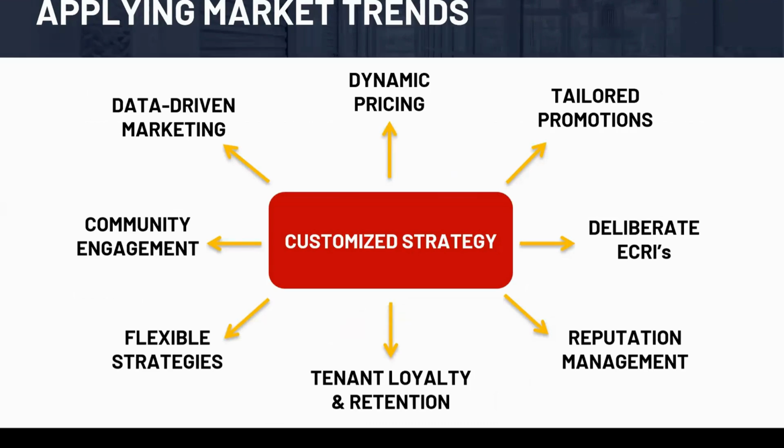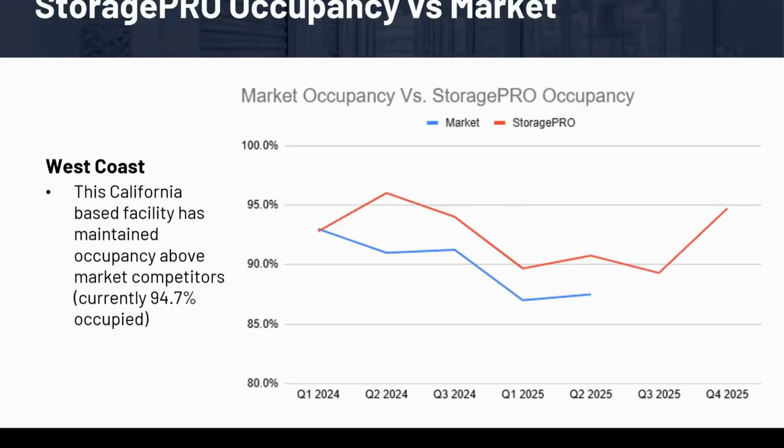So we're going to take a quick peek at two StoragePRO facilities just as an example. This first one is a West Coast facility. It's California based, and our home office is based in California. It's comparing like market occupancy versus StoragePRO occupancy. And you can see that this facility has performed very well and has stayed above market occupancy. It's currently around 94.7%.